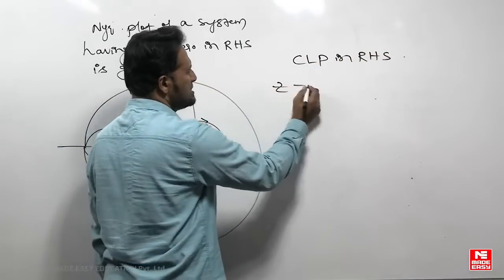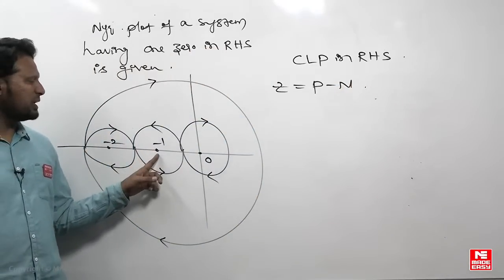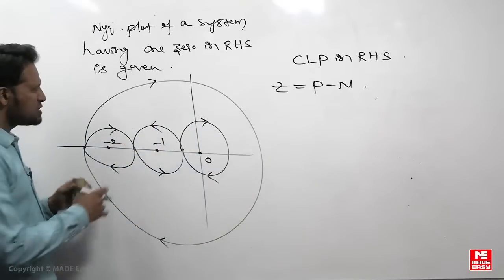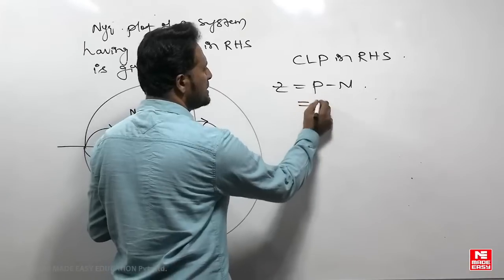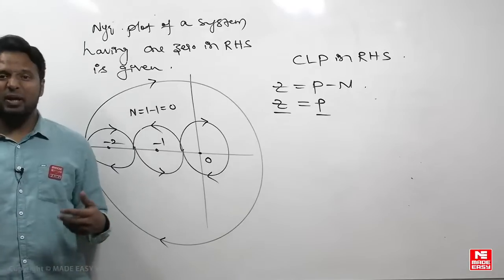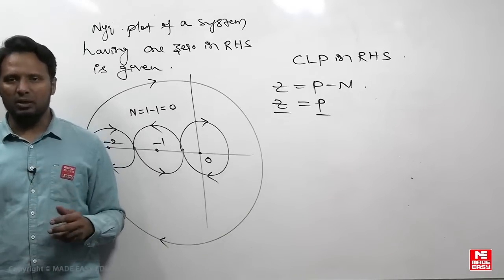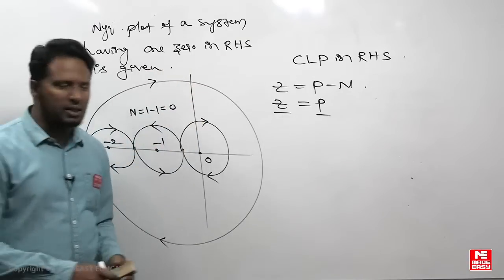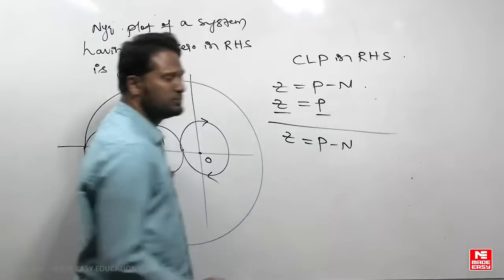Same thing. We have to find Z is P minus N. Look, with respect to minus one, once anti-clockwise and once clockwise, N is 1 minus 1, 0. Then how many closed loop poles are in the right side? As many as open loop poles are in the right side. How many open loop poles are in the right side? It has not been told. But it says one open loop zero is in the right side. So again, Z is equal to P minus N.